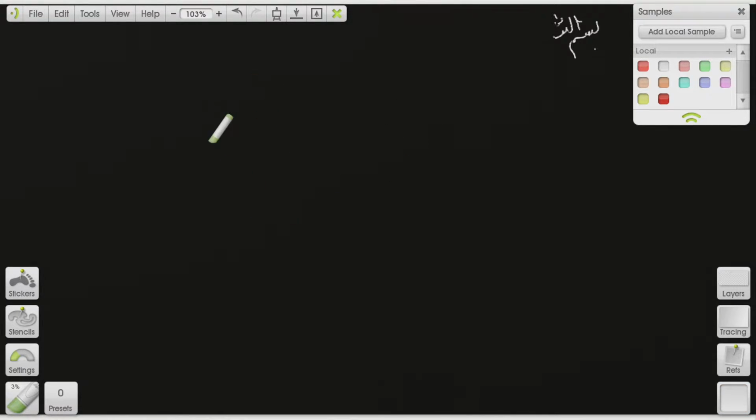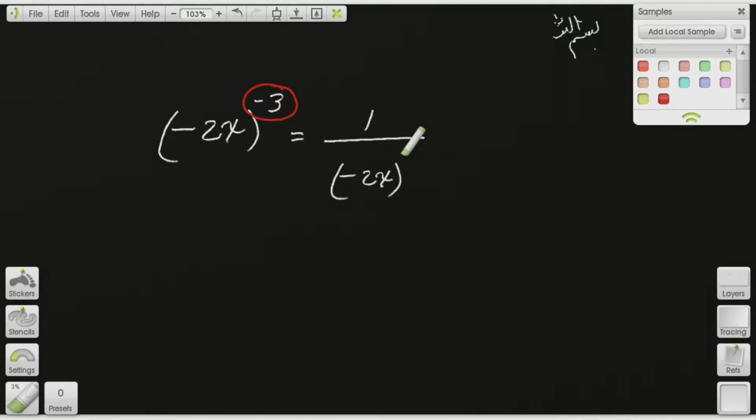Now look at this one. Negative 2x to the negative 3. Be careful here, because the negative 3 exponent is for the entire expression. So the whole thing will go to the denominator. It'll be 1 over negative 2x cubed. Now don't take it to the denominator and put that negative right back, because then you've done nothing. When the negative exponent goes to the other side, it becomes positive.